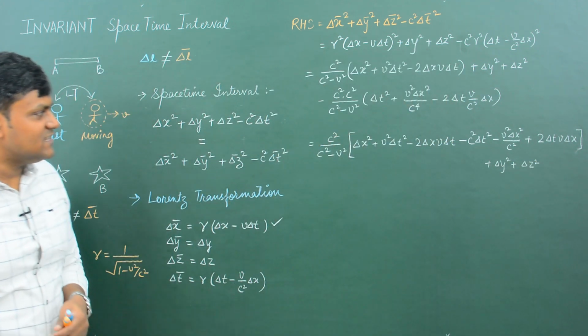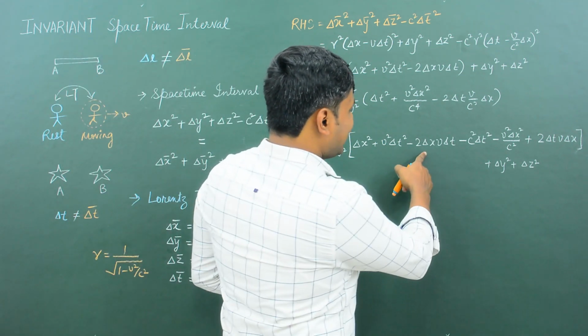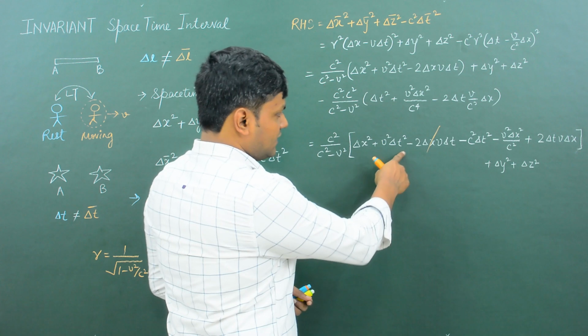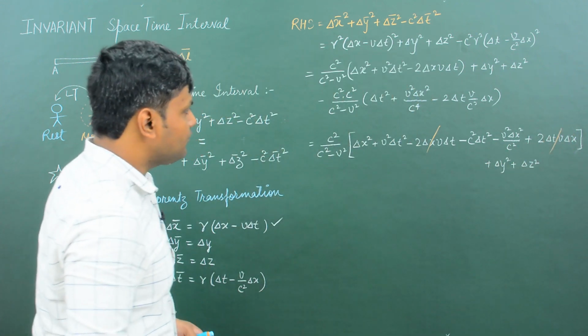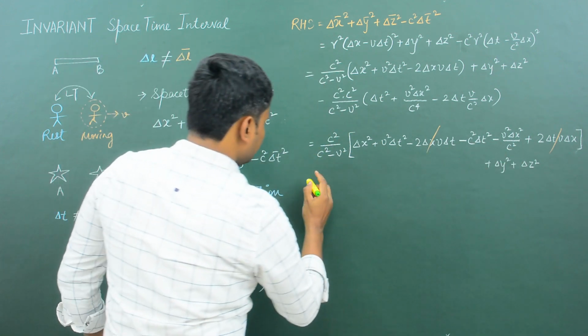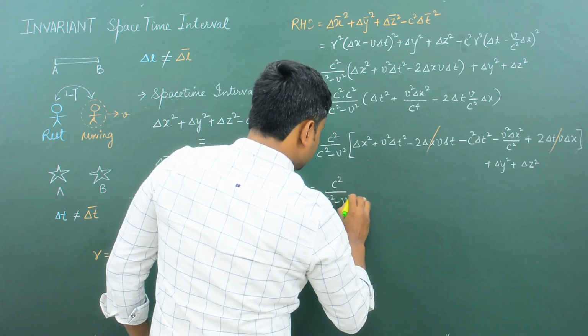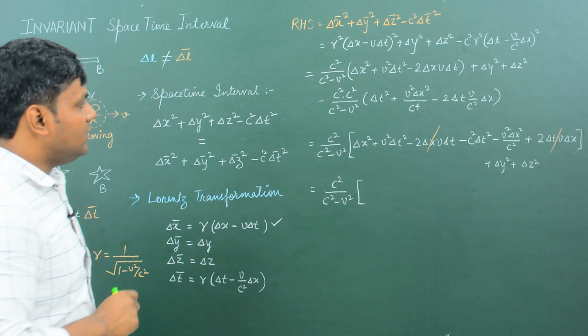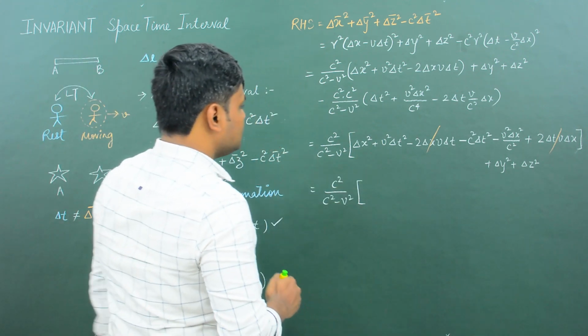Now here you can see that some of the terms will get cancelled out. Which are those terms? The negative 2 del x v del t and the positive 2 del x v del t will get cancelled out. And let us simplify the remaining 4 terms inside the bracket. If I do that, this simply becomes c square upon c square minus v square. Here let me take del x square upon c square as a common.